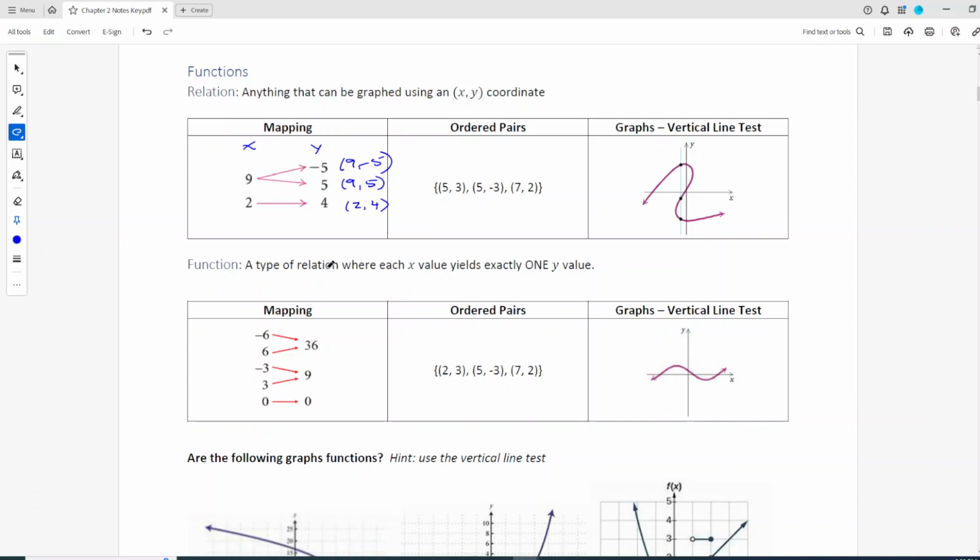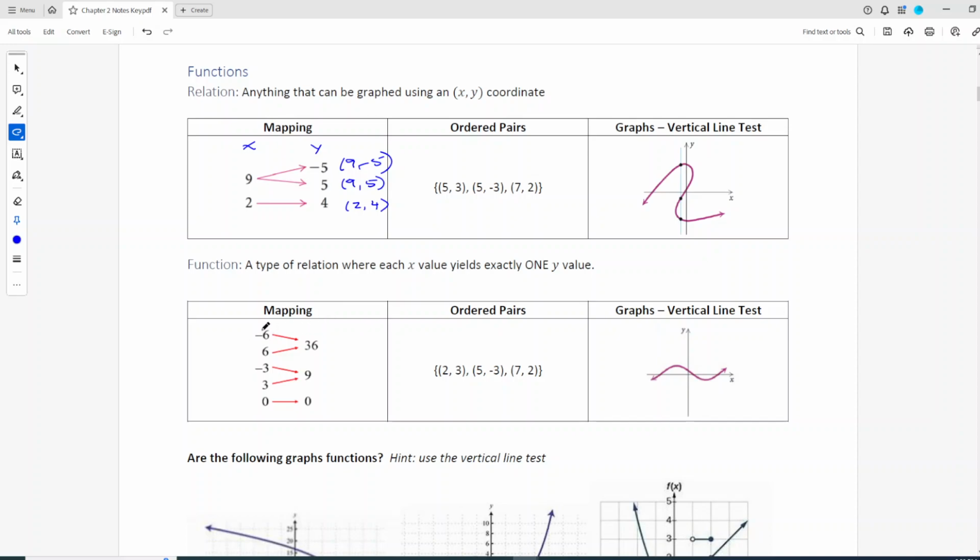A function is a type of relation where each x value yields exactly one y value. You know how there's a difference between a rectangle and a square, but technically a square is a type of rectangle? Same idea here. Relations are your rectangles, and functions are like your squares, which are a type of relation. Relations are the umbrella term, and within relations you have a specific relation where every x value only maps to one y value.